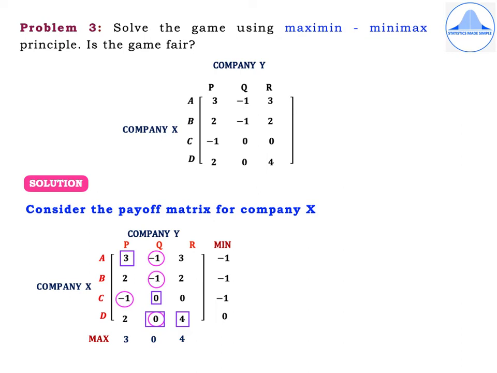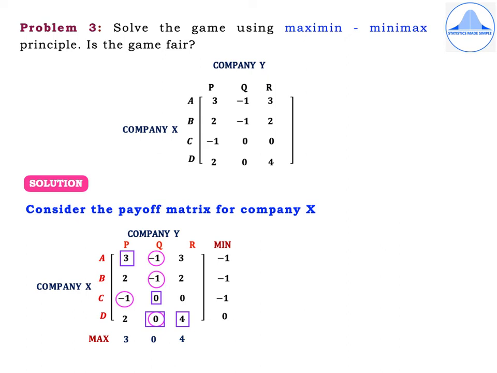So form the minimum column and the maximum row. Corresponding to the first row, that is company X has the strategy A, the values in the payoffs are 3, -1 and 3. The minimum value is -1, so put a circle around it and then write the minimum value which is -1. For the second row, the payoffs are 2, -1 and 2 and the minimum value is -1, so circle it and write it in the minimum column -1.